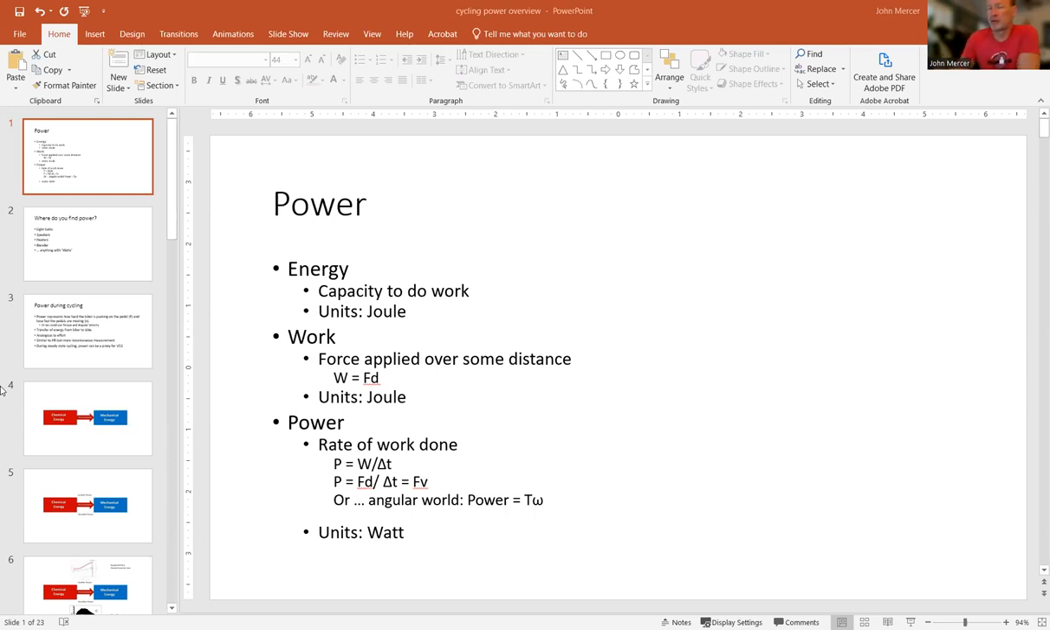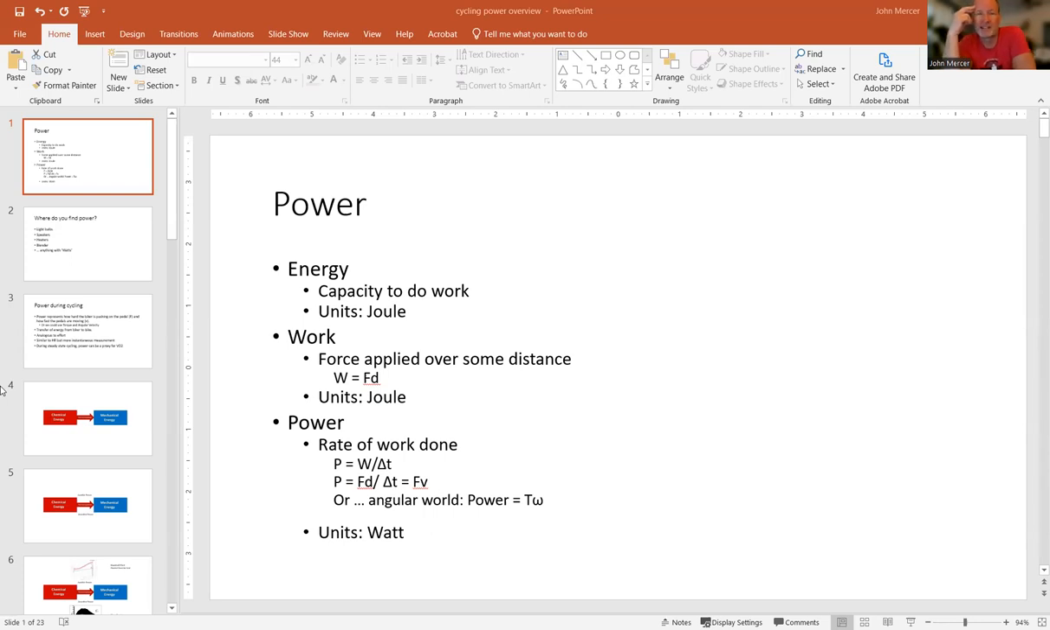So power, though, let's just work with our equation. Remember, energy is the capacity to do work, and those are units of joules. Work is a force applied over some distance when we're dealing with the definition from a mechanical world. So we calculate work based upon the force being applied and the distance that force is being applied over. The units for work are also joules. And that leads back to a work energy theorem, and I have a different lecture on that.